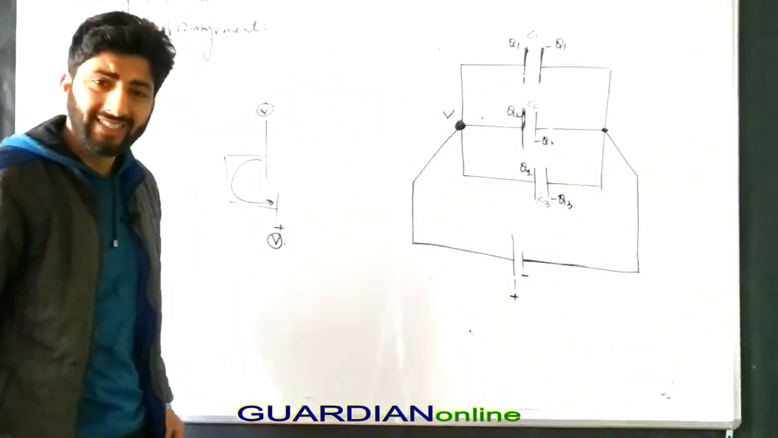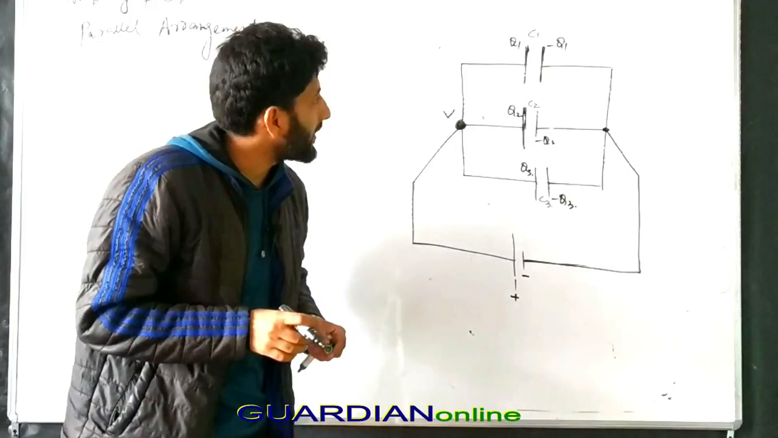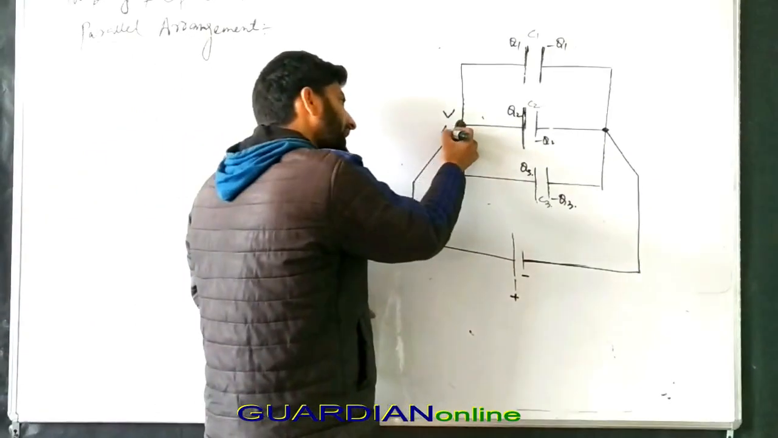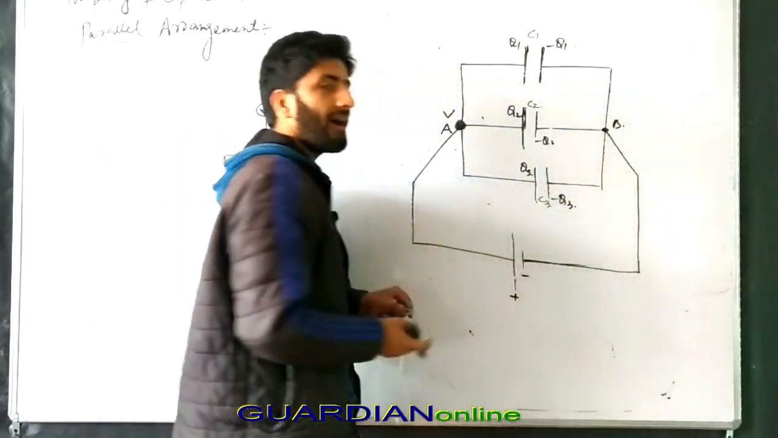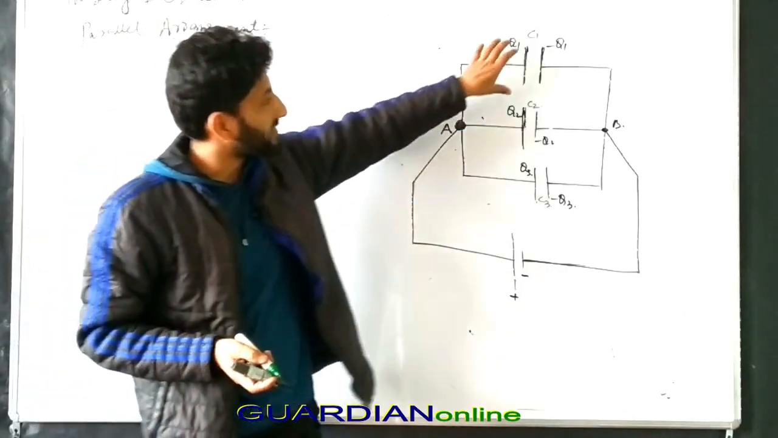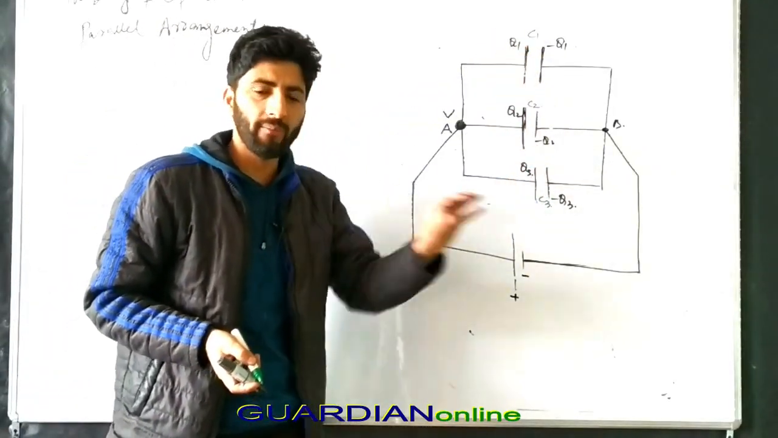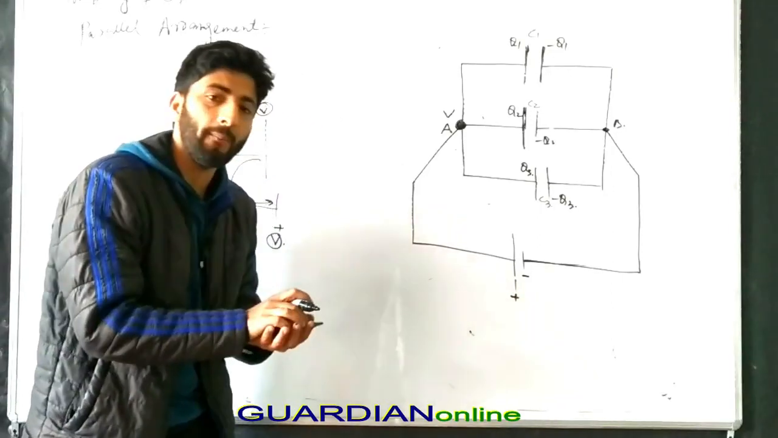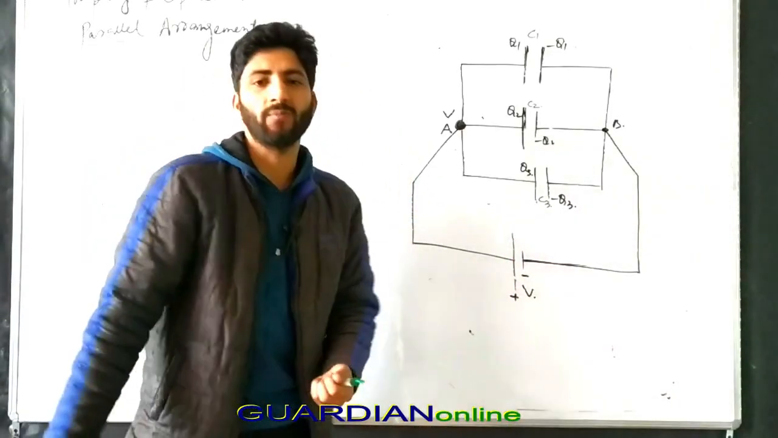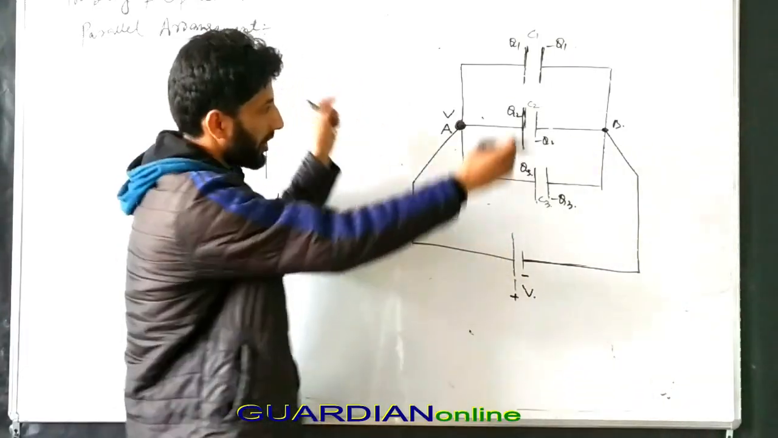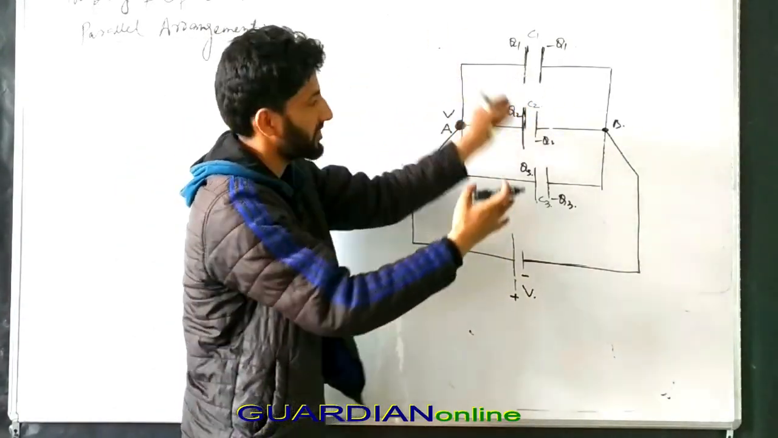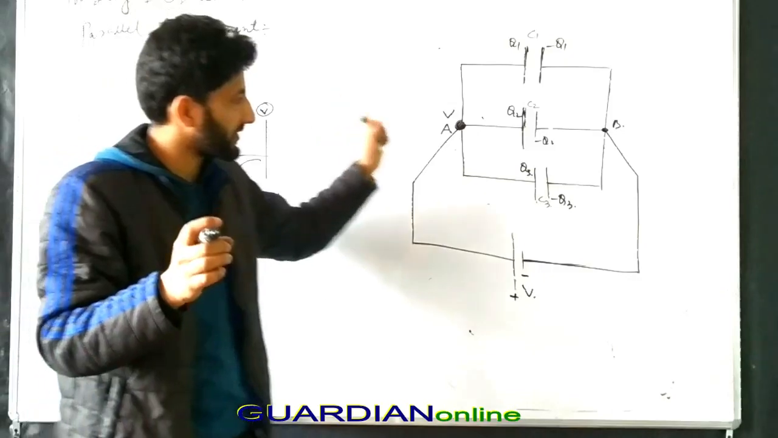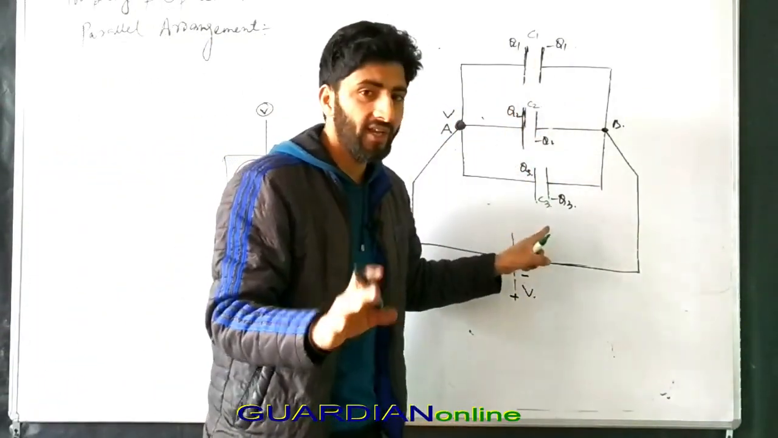In series, the charge appearing is the same, and in a parallel combination, the potential difference across A and B is the same. Now I take A and B and connect capacitor C1, capacitor C2 and capacitor C3. Practically, the capacitors are at the same potential V, supplied by the battery. The battery supplies potential V, and the same V appears across the ends of each individual capacitor C1, C2 and C3. In a parallel arrangement the potential difference across the ends is the same, but the charge is different.